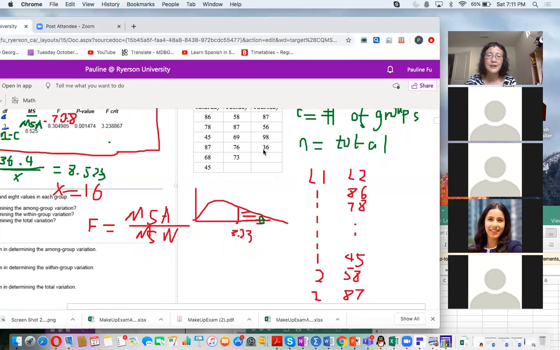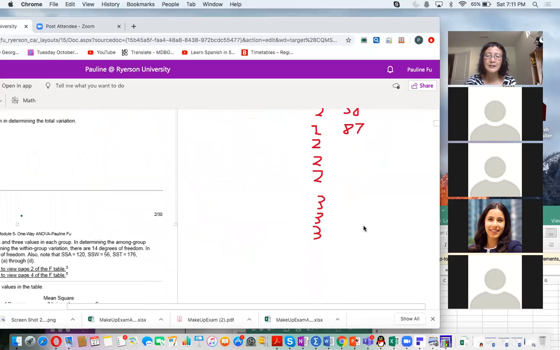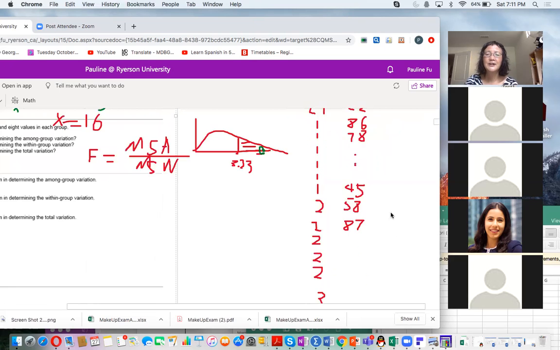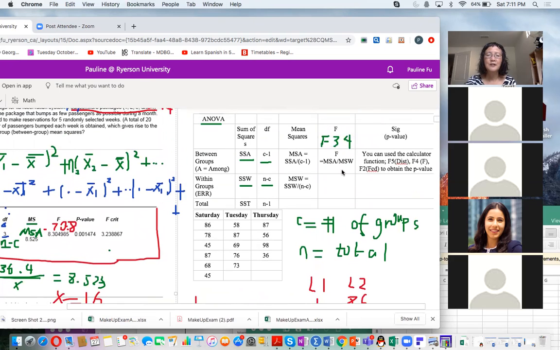So the last number here is 36. You type in the last 36 here. Okay, so this is your list 2. No matter how many groups, if you want to use the calculator, you only have 2 lists. Okay, and once you have these 2 lists, you go F3, F4. You will get the result.